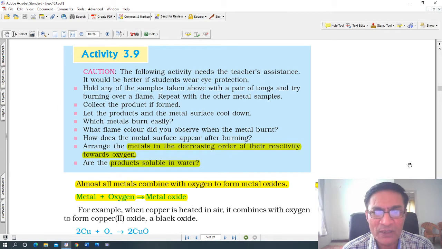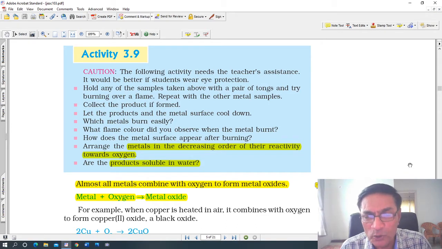Let the products and the metal surfaces cool down, and when metals burn easily, what is the color of the flame? What are the products? Okay, how reactive are they? Then can they be soluble in water? Check all those things, and you will find that they are different for different metals. And this is the beauty of chemistry. Although there are general rules, there are exceptions also.